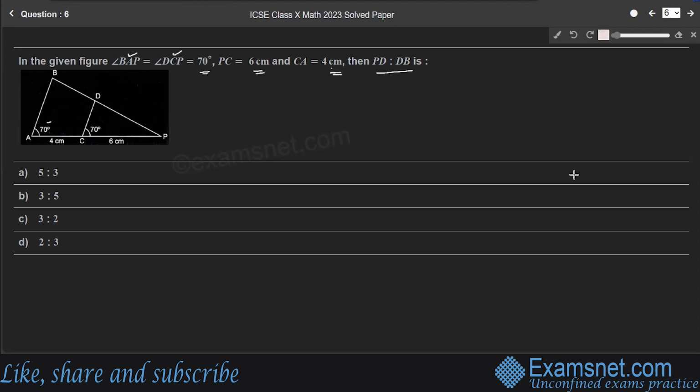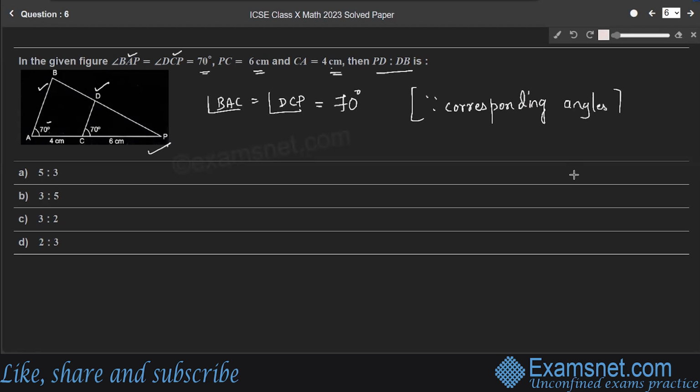So, from the corresponding angle concept, here angle BAC is equal to DCP is equal to 70 degree, right? So, these two angles are formed on a same line by two different lines. So, formed on a same line AP by lines AB and CD, right, on the same side. Therefore, these two angles are corresponding angles. Therefore, we can say AB is parallel to CD.